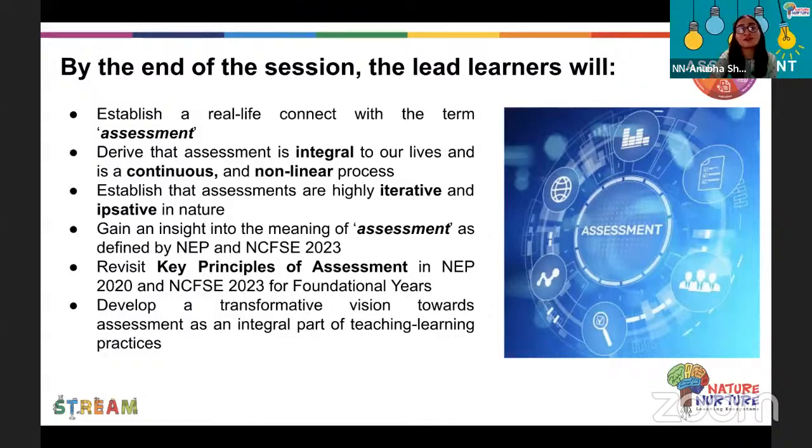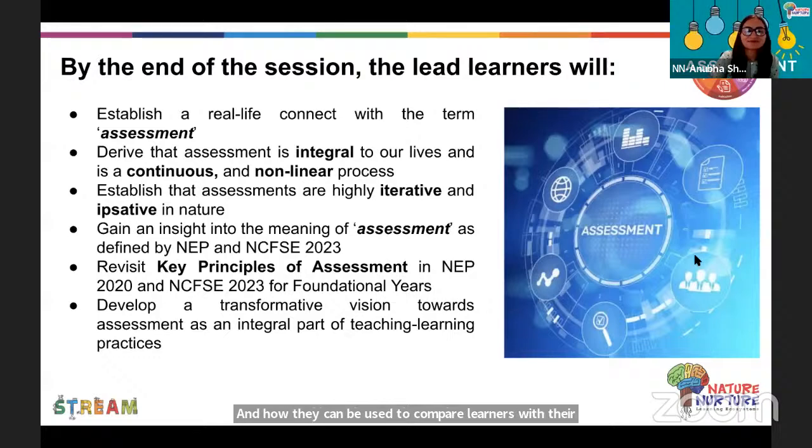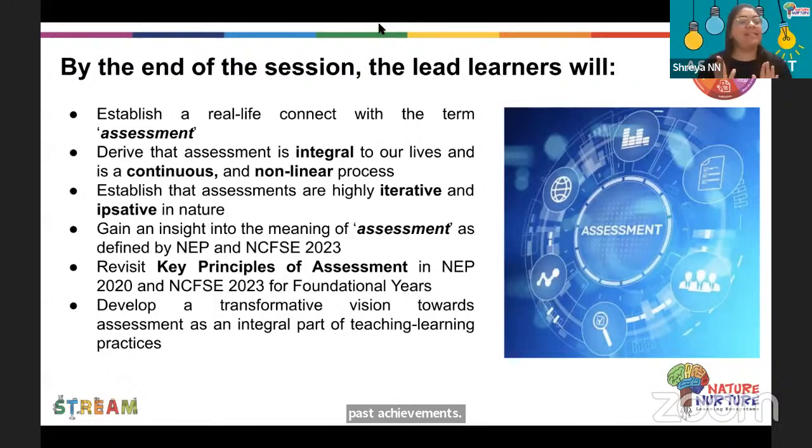Next, we'll reflect on how assessments involve multiple cycles of feedback and adaptation, and how they can be used to compare a learner's current performance with their past achievements. Also, we'll gain insight into the latest educational frameworks and explore how they reimagine assessment as a holistic and learner-centric process. And we'll unpack the core principles that guide assessments in early years education, focusing on the importance of developmentally appropriate practices.